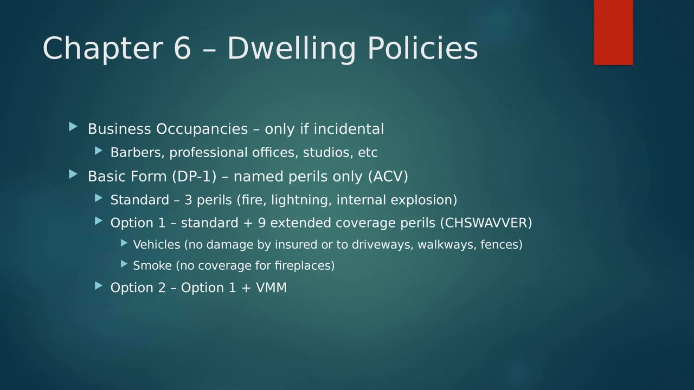Now you can choose option 1, which is an endorsement that allows for additional perils to be covered under the policy. In addition to the standard 3 perils, you will get what we call the 9 extended coverage perils. Now there is an acronym, CHS waiver, that may help you for remembering these. Sometimes that helps people, sometimes it doesn't. So the additional things covered by option 1 are going to be windstorm and hail. So this will cover any damage due to windstorm or hail, and then any damage to the interior of the building if the exterior was damaged first.